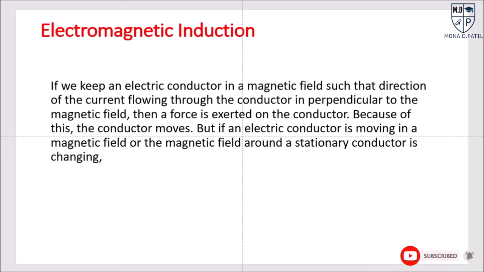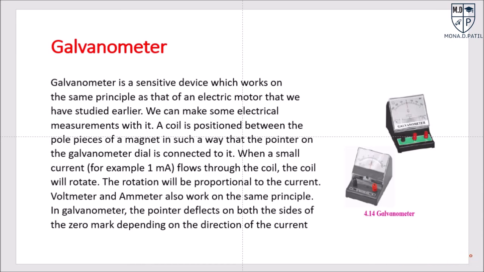Now next, the galvanometer. A galvanometer is a sensitive device which works on the same principle as the electric motor that we studied earlier in the chapter. We can make some electrical measurements with it. A coil is positioned between the pole pieces of a magnet in such a way that the pointer on the galvanometer dial is connected to it. When a small current, for example 1 milliampere, flows through the coil, it will rotate and the rotation will be proportional to the current. Voltmeter and ammeter also work on the same principle.